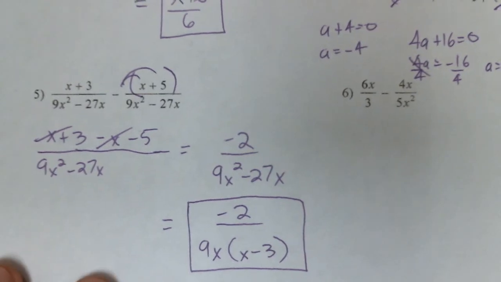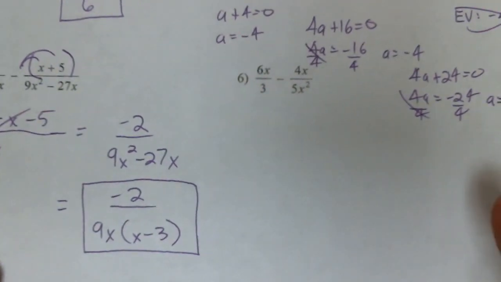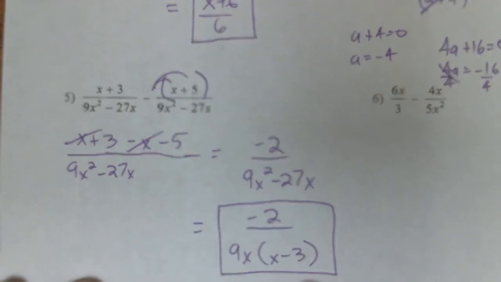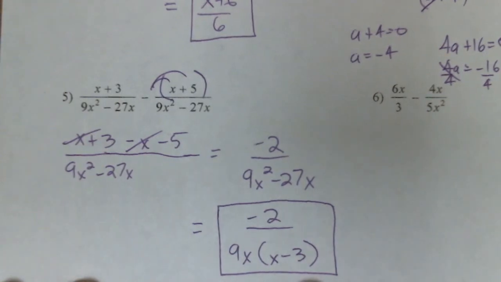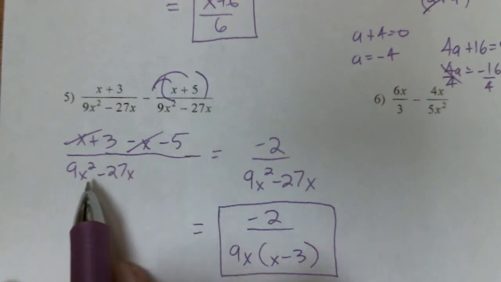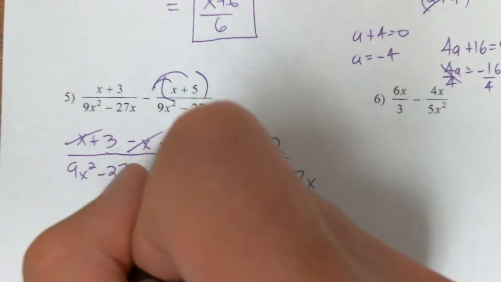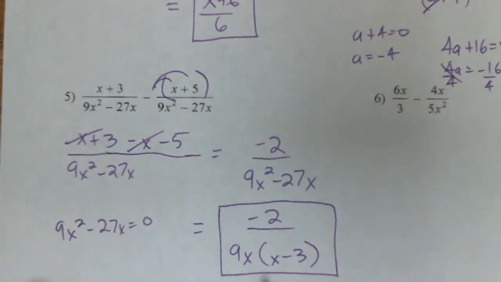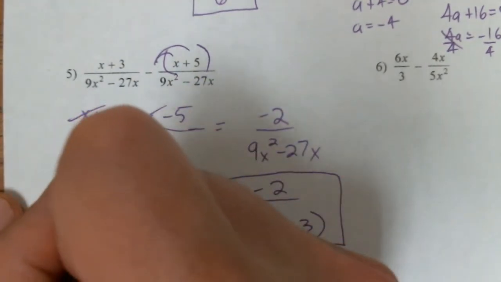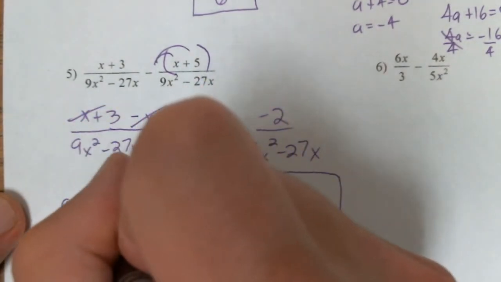All right. So let's move on to the next one here. What would my EVs be on this one? Okay. If I set 9x squared minus 27x equal to 0, then I'm basically going to end up with this. I'm pulling out that same GCF, x minus 3.